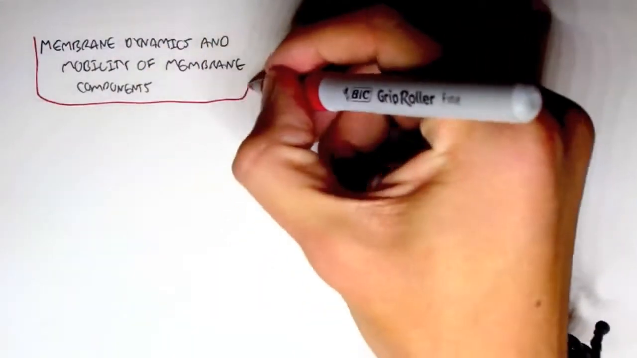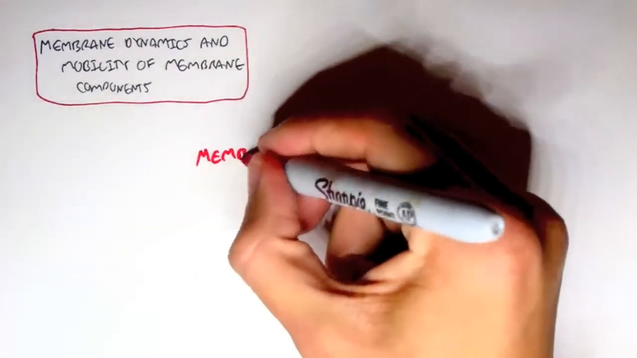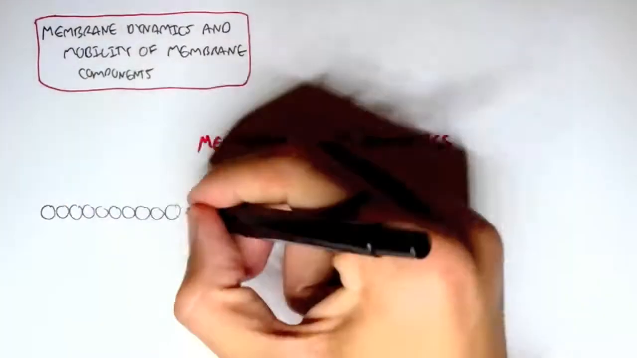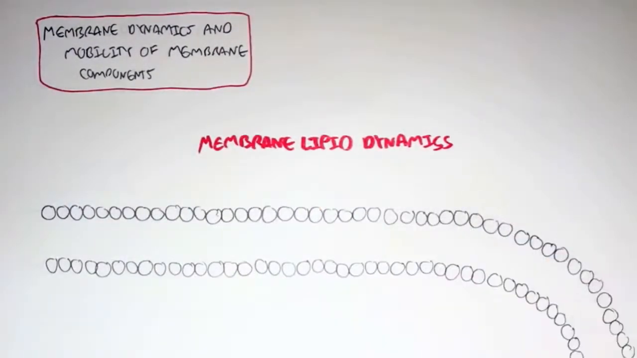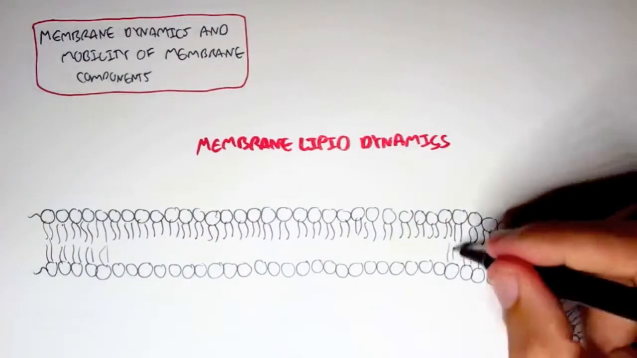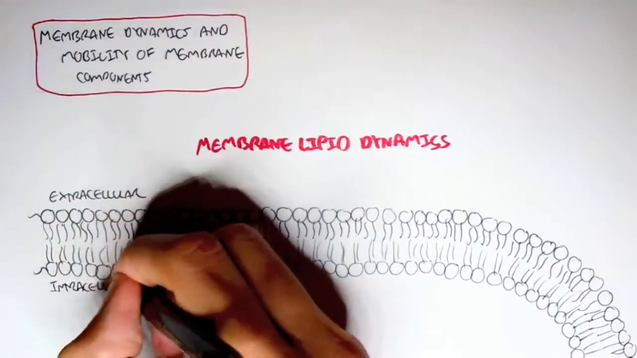Now this is going to be a short video on membrane dynamics and mobility of membrane components. So how components within the cell membrane move around. We talked about cholesterol before moving around. Now we can talk about the lipids moving around. So membrane lipid dynamics. So here I'll draw the lipid bilayer again. We have the extracellular fluid here outside and the intracellular fluid the inside.